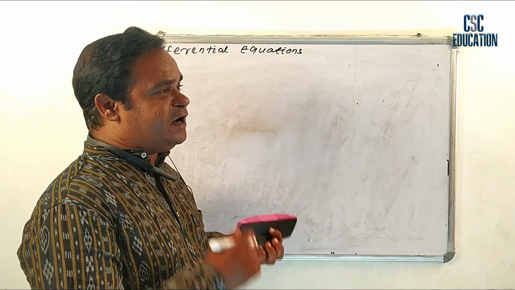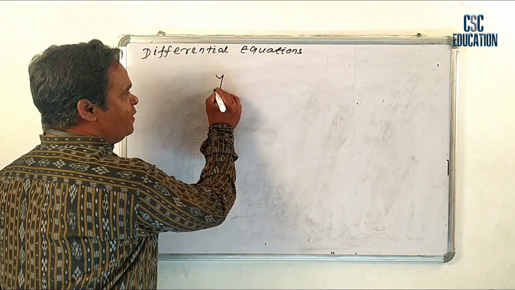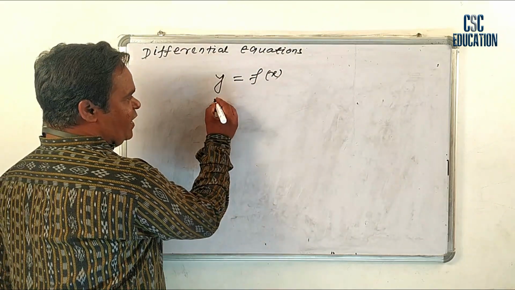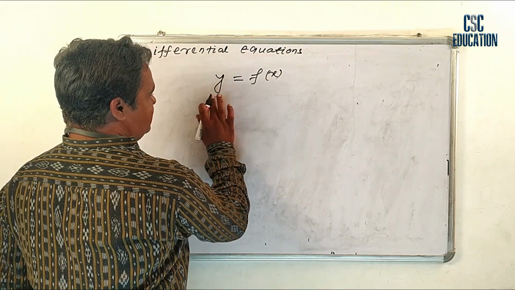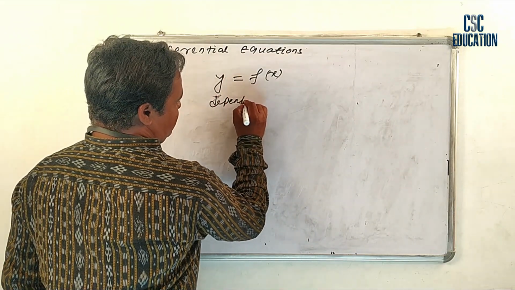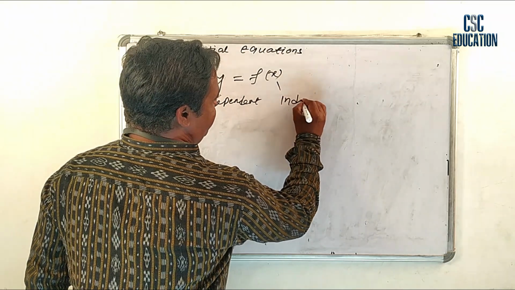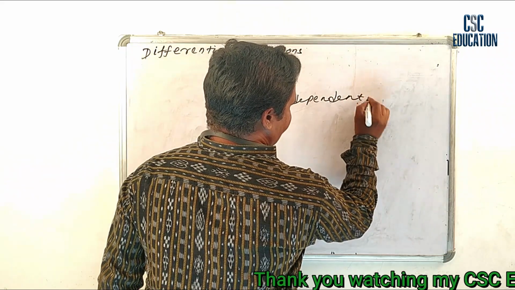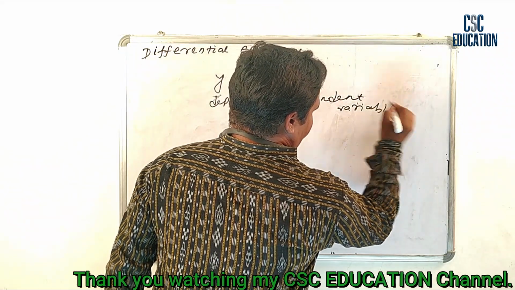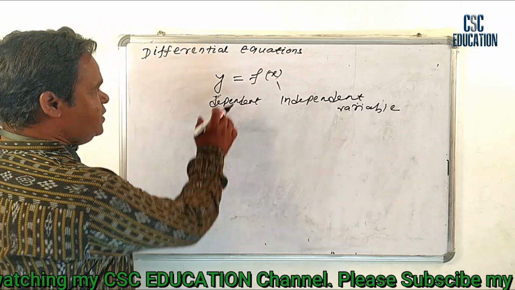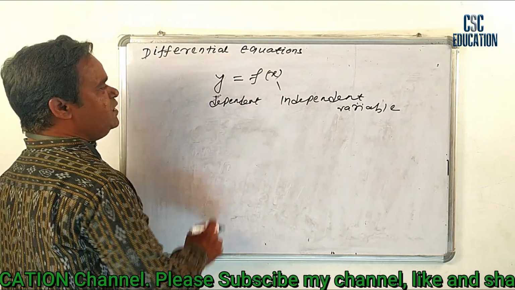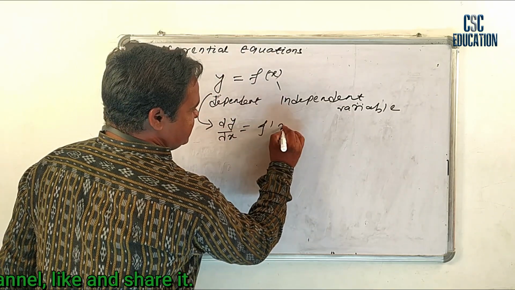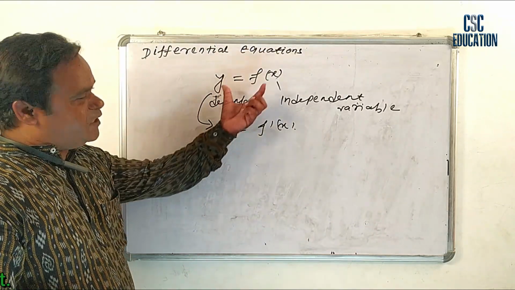Okay. And first of all, what is a dependent variable and an independent variable? Firstly, y is a function of, suppose, f of x. Okay. Here, y is the dependent variable and x is the independent variable. But in case of differential equations, y is the function f of x, so here dy by dx equals f of x. Okay. This is the derivative part.